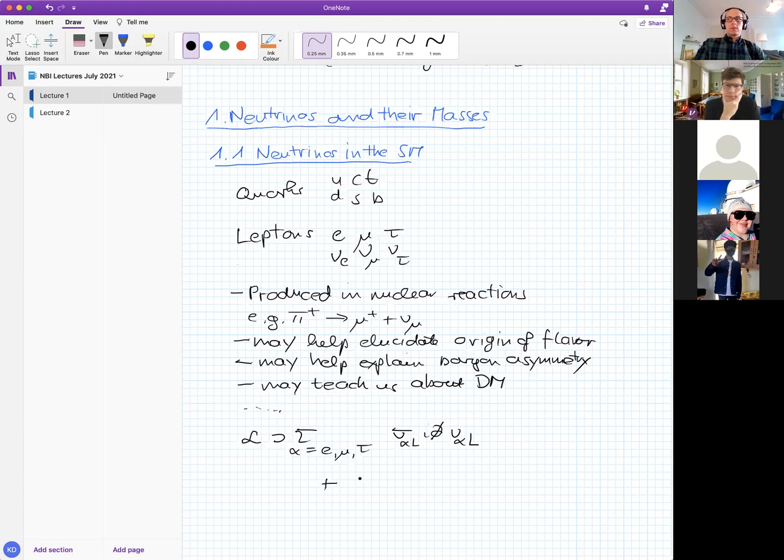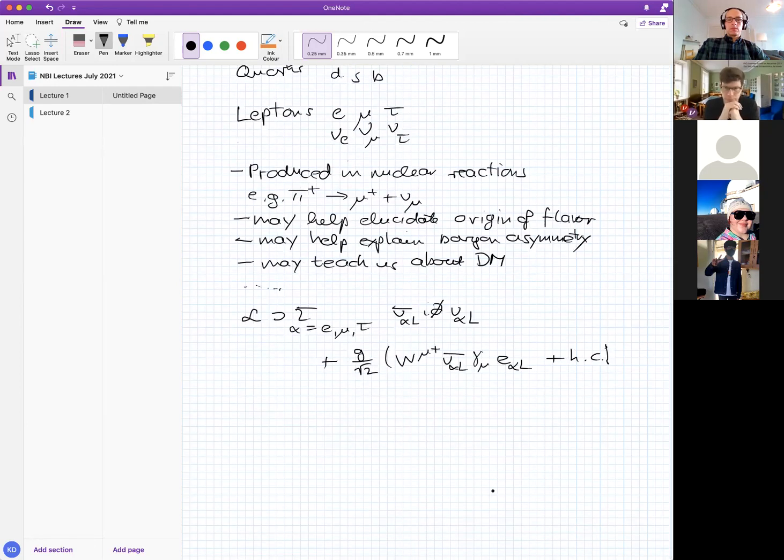Then the neutrinos have the coupling to the W bosons. It comes with the weak coupling constant g divided by square root 2, times the W boson, W mu, times nu alpha L bar, gamma mu, and then the charged lepton of flavor alpha coupled to it, plus Hermitian conjugate. So there's, of course, the same coupling of the antiparticles to the W minus boson.